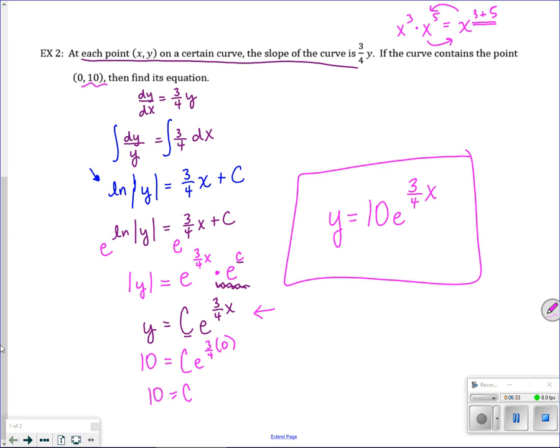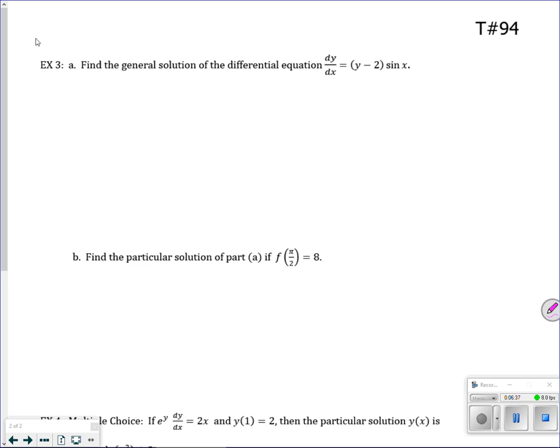So let's try another one. You go to the back side there. This one looks kind of similar. Find the general solution, okay, to the differential equation here. So here we go. Let's do our steps. dy dx. Oh, let me just do this. Let's separate.